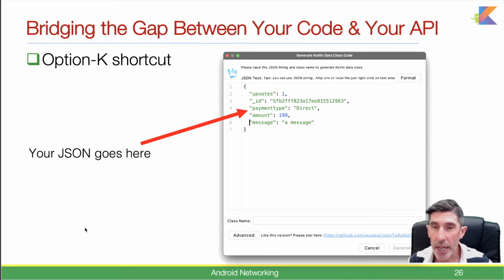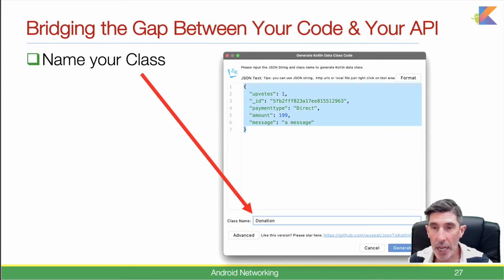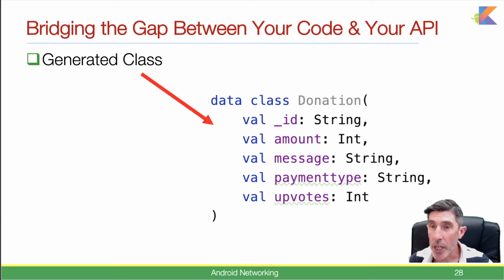You'll paste it in there and give it a class name. In this case, I'm just calling it Donation. And what you get when you click on generate is something like this. There we have our _id, the field names, and the types will all match, which is really good.